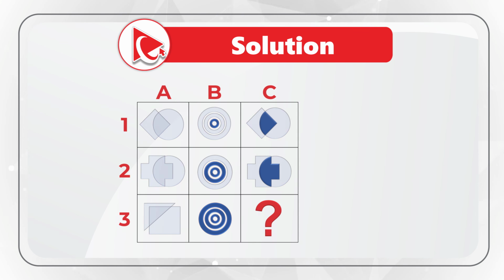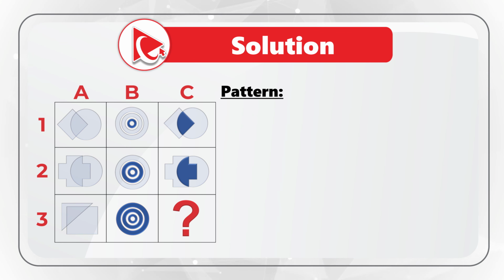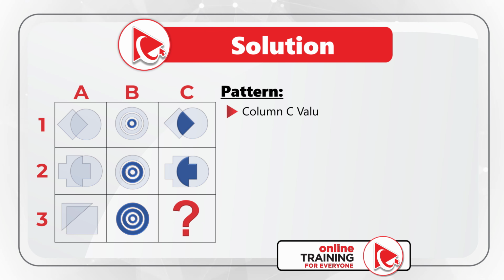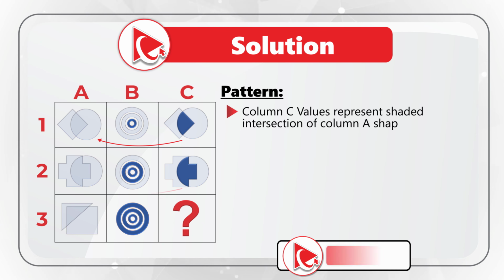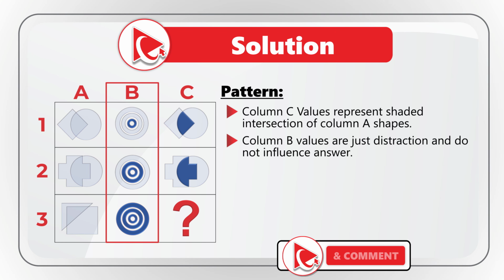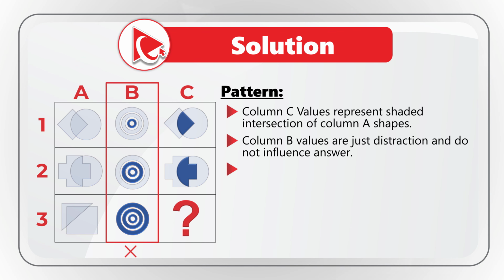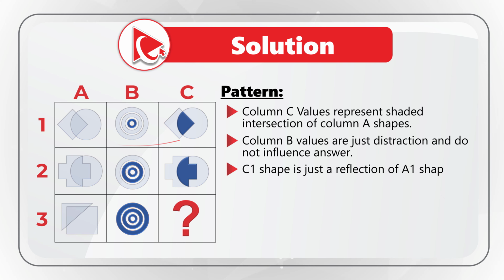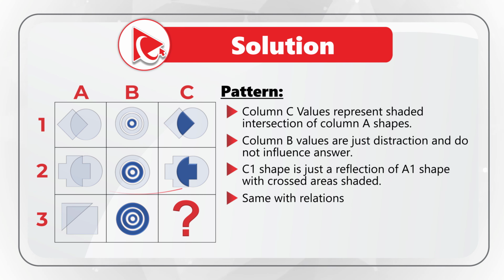And you probably noticed here, but column C values represent shaded intersection of column A shapes. And considering this, column B values are just a distraction and do not influence the answer in any way. For example, C1 shape is just a reflection of A1 shape with the crossed shaded areas. Same with the relationship between the C2 and A2 shapes.